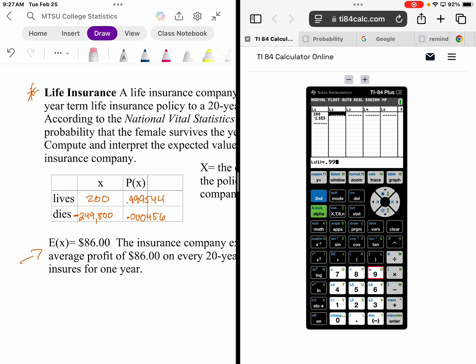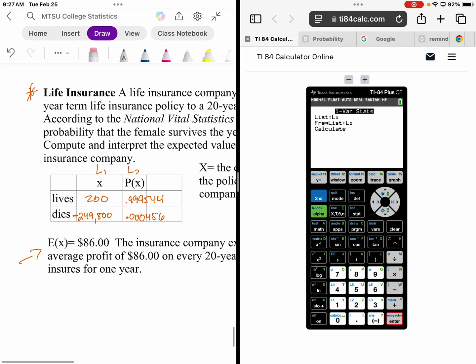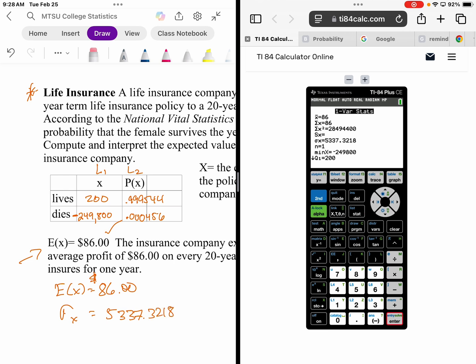Now 0.999544, and then 0.000456, and then I go stat, calculate, one var stat. I got it set up with L1 and L2, and then I go down to calculate. We found that the expected value is 86. Again, we matched there. What's the standard deviation? 5,337.3218.